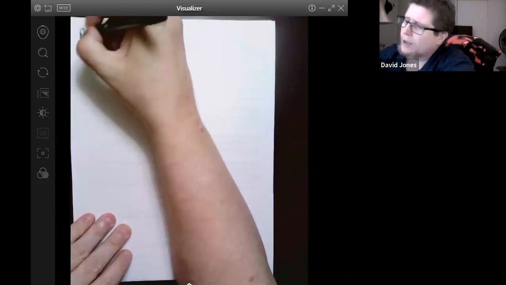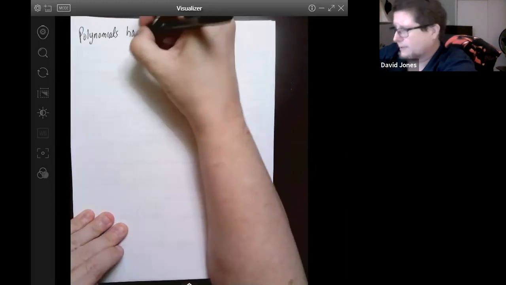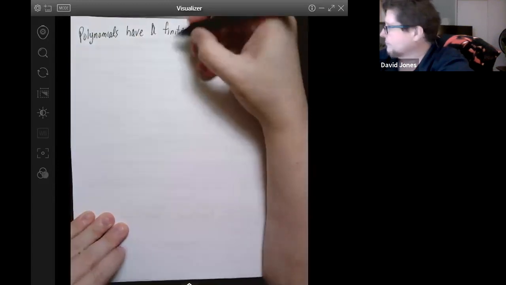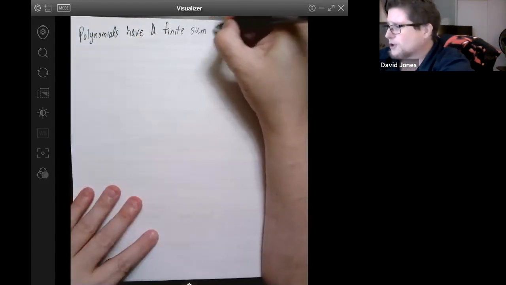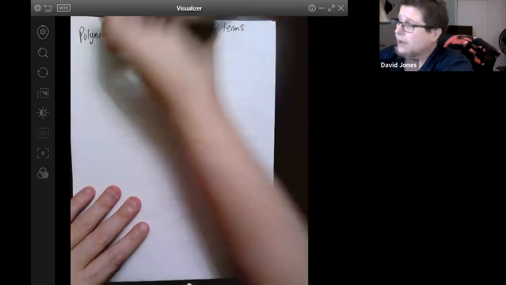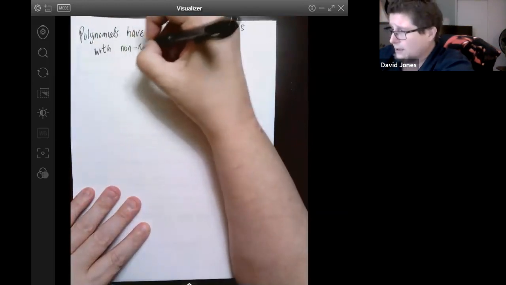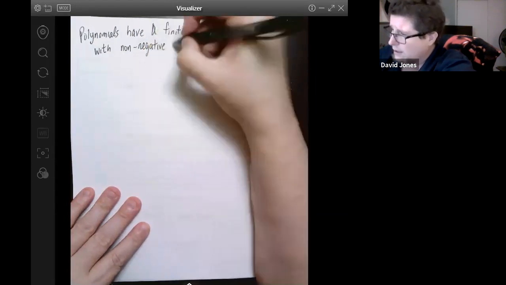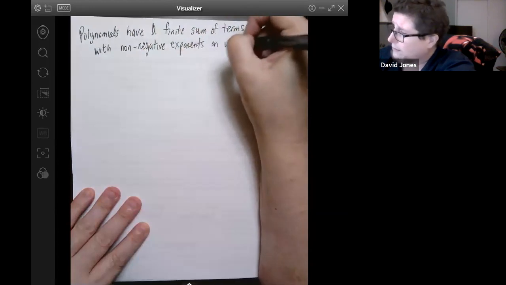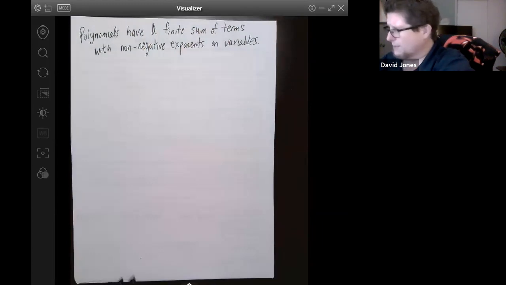Another restriction we want to put on polynomials. Polynomials have a finite number of terms, or a finite sum of terms. Sum is the outcome of addition. And with non-negative exponents on variables. So let's look at a few of them and see what we call them.